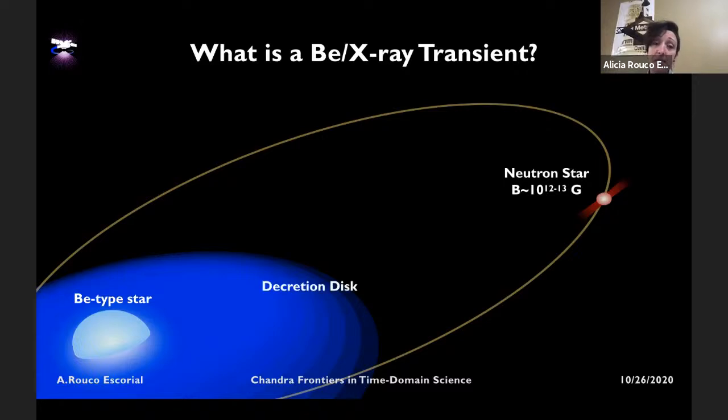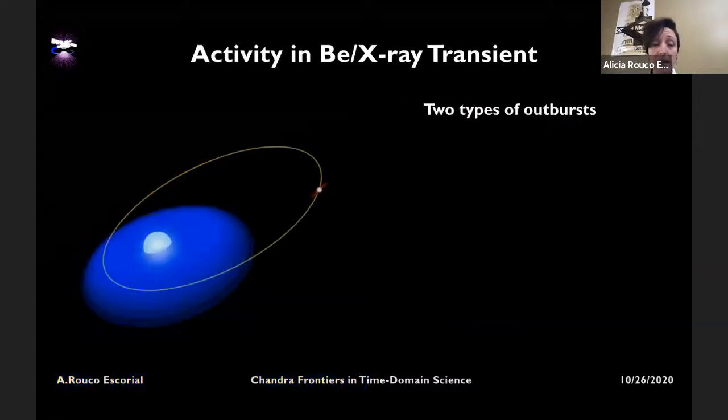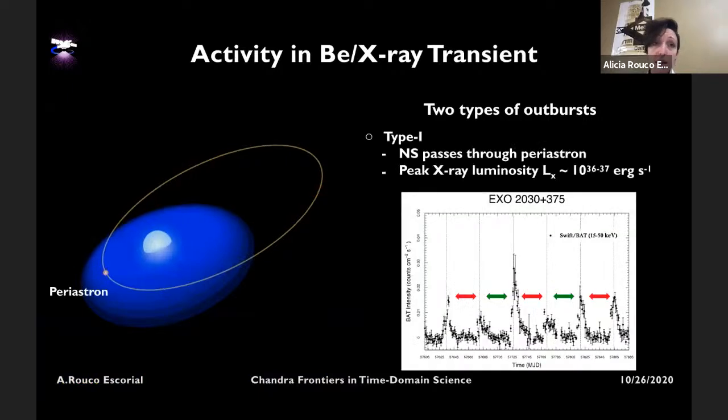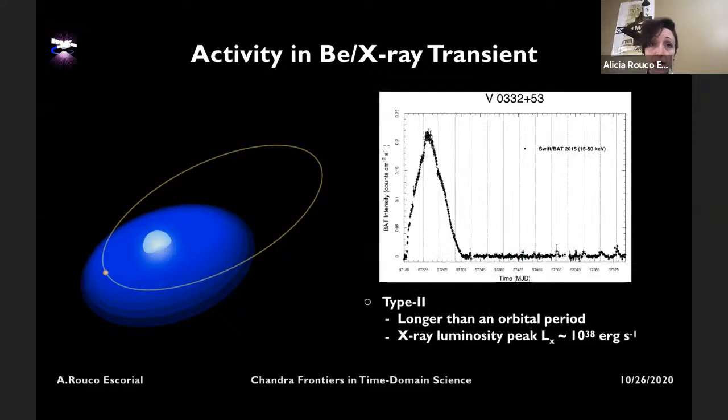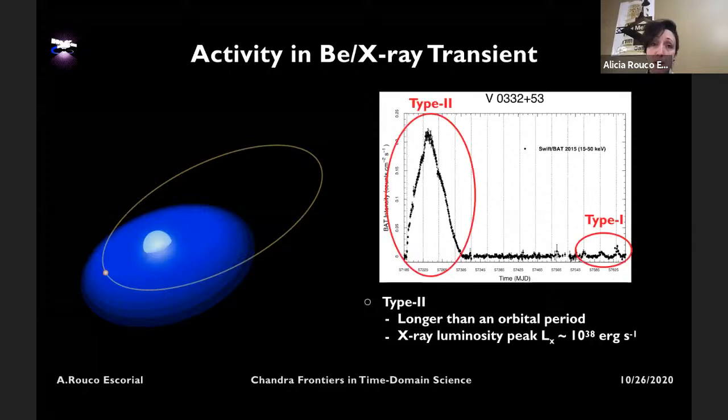And these stars generally present an equatorial decretion disk made of expelled material from the star. We can find two types of transient behavior in these systems: type 1 outbursts that occur when the neutron star crosses the decretion disk of the star and accretes material from it near periastron. As you can see here in the light curve, we detect the outbursts at periastron. And type 2 outbursts that are unrelated to the periastron passages and last longer than the orbital period. As you can see here, they last more like three orbital periods and are much more luminous than type 1 outbursts.